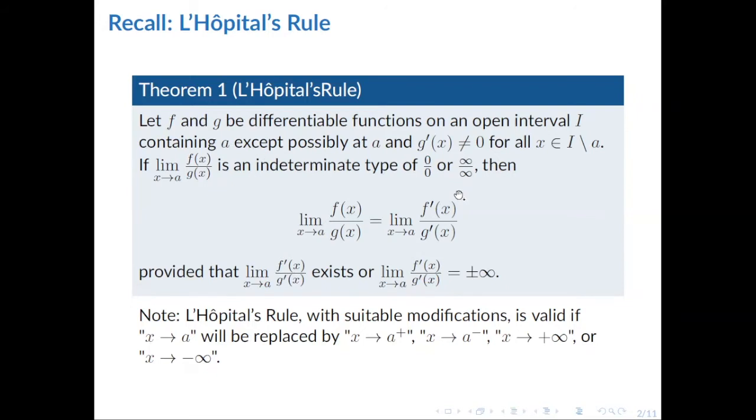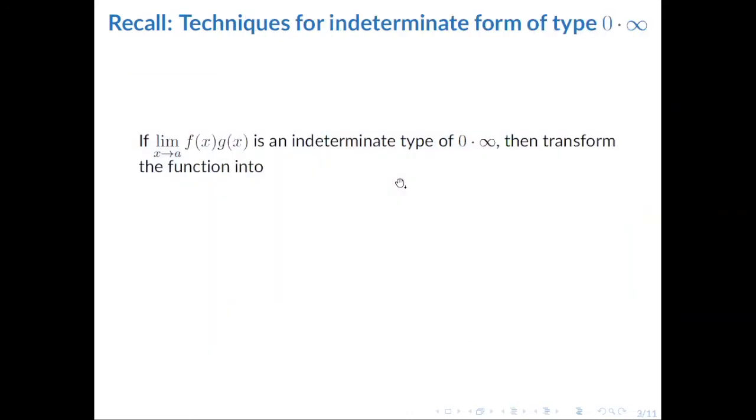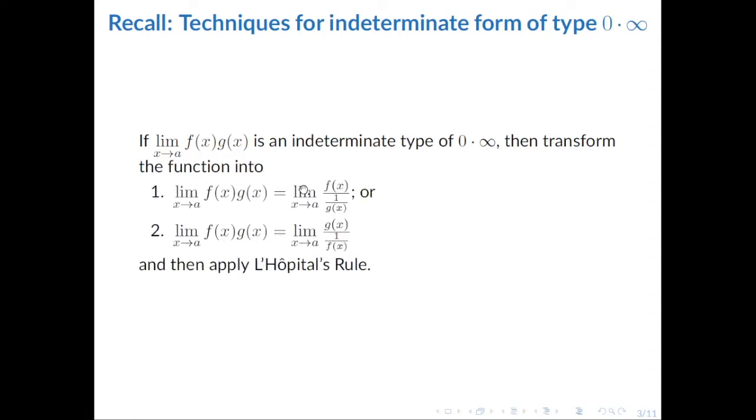So ang nabanggit lang natin na indeterminate form na type ay 0 over 0 and infinity over infinity. So paano kung hindi ganyan? So if the limit of f of x times g of x as x approaches a is an indeterminate form of type 0 times infinity, then ita-transform natin yung function na to into this one, no? Kahit alin dyan sa dalawa.